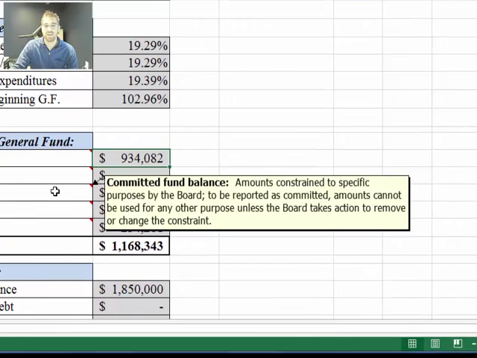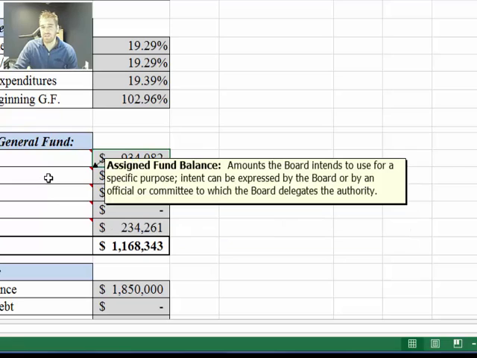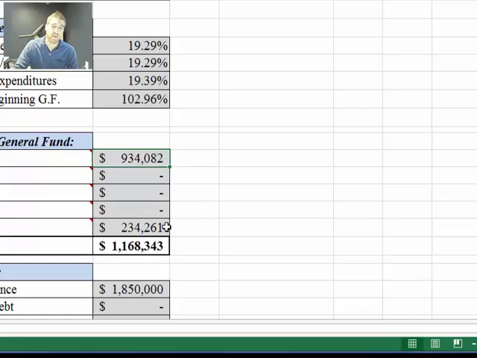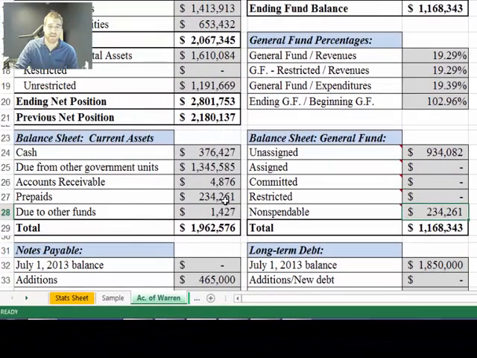I won't get into these ones. You can pause the video and see these hover-overs if you need to know what they are, but this information is right in the audit too. And then non-spendable amounts cannot be spent because they are either not in spendable form or they are legally or contractually required to remain intact. So if you notice, the Academy Warrant amount here is exactly equal to the prepaids. You can't spend money you've already spent essentially.